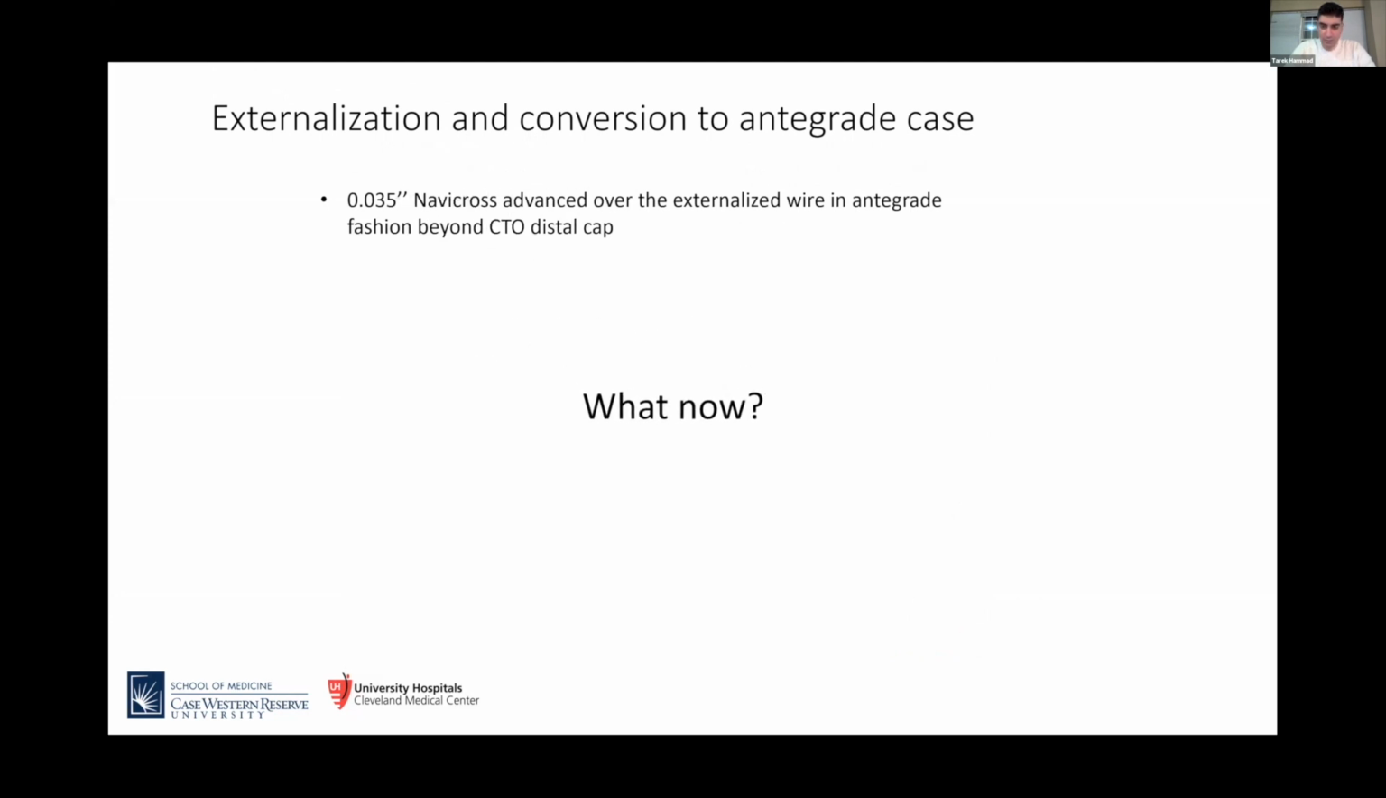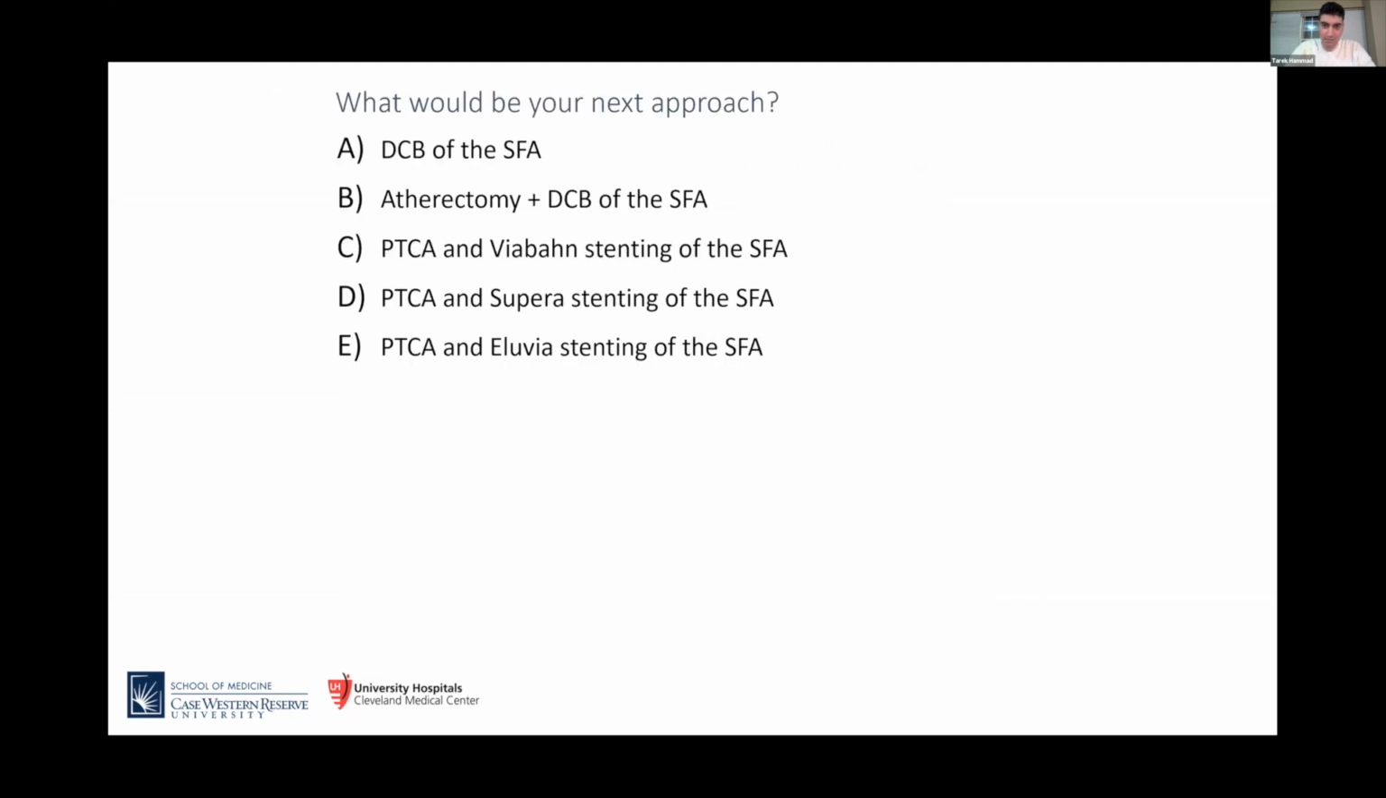So now what? How do we treat? We went subintimal, then we gained entry to the true lumen through retrograde access, externalizing the wire. So what are our options? Same as last case. Do you do just DCB? Do you do DCB plus atherectomy? Do you do angioplasty plus stenting? Multiple options: Viabahn, Supera, Eluvia.